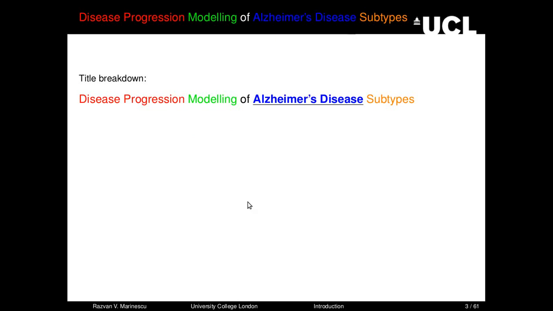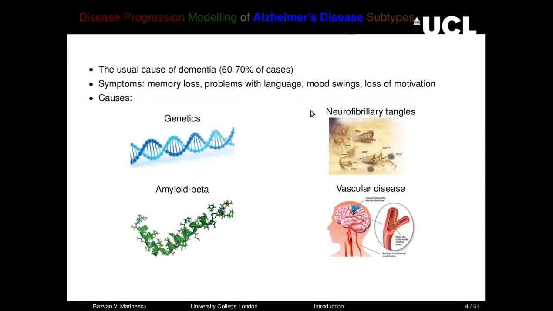So before I start, let me try to break down the title of my presentation, in order to explain what it actually means. First of all, let's talk about Alzheimer's disease. Alzheimer's disease, or AD, is the usual cause of dementia in most cases. The symptoms are usually memory loss or any kind of memory problems, but the patients also have other problems such as language and so on.